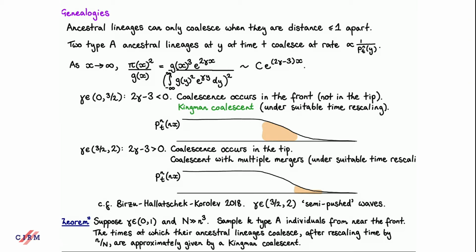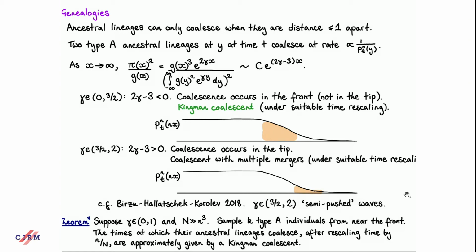So this fits with a recent non-rigorous physics paper of Birzu, Hallatschek, and Korolev, where they looked at the PDE that we saw as our scaling limit with some noise added to it, and said that the effect of the noise was different for gamma between 3/2 and 2 compared to gamma less than 3/2, and suggested that this case should be called semi-pushed rather than pushed. So these are all just heuristics.